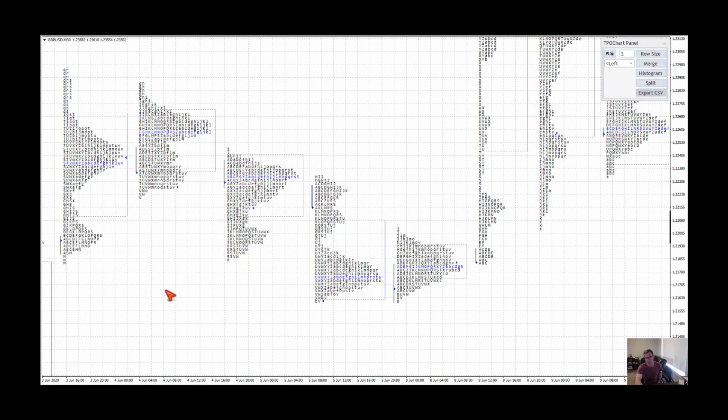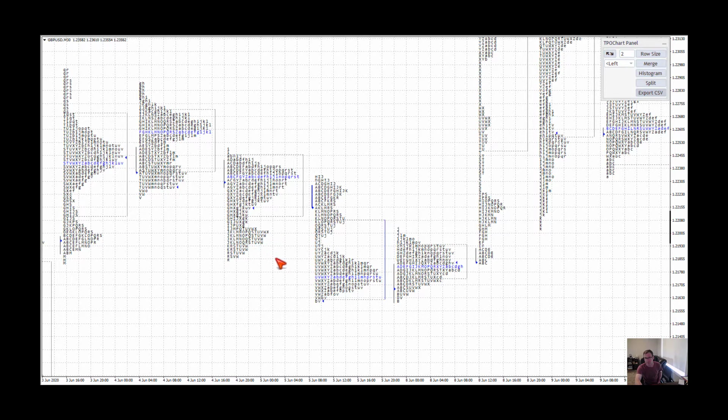So let's look at point of control here. We've got two examples, and they're kind of opposite examples. In this day, the day opened, and the initial balance is right here. The market stayed within the initial balance for a good portion of the day, and then it explored lower prices. But when it did that, the market did not move its point of control down, right?